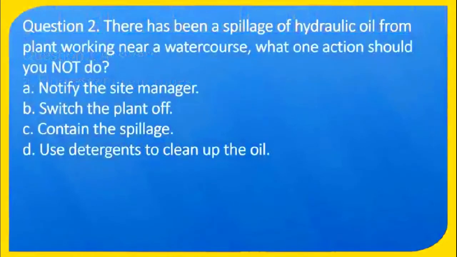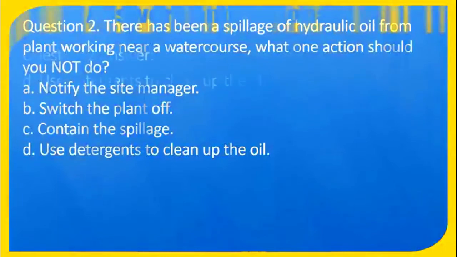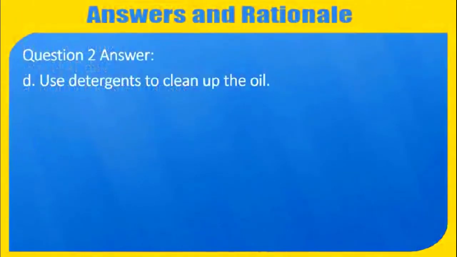Question 2. There has been a spillage of hydraulic oil from plant working near a watercourse. What one action should you not do? A. Notify the site manager. B. Switch the plant off. C. Contain the spillage. D. Use detergents to clean up the oil. Question 2 Answer, D. Use detergents to clean up the oil.